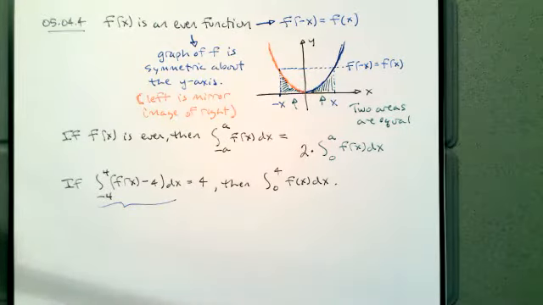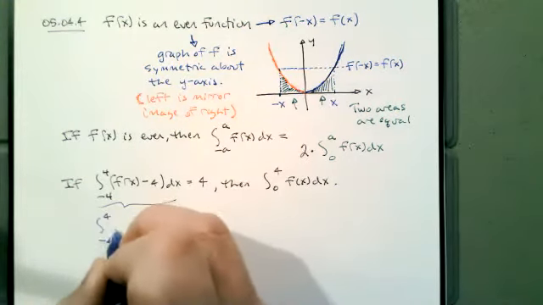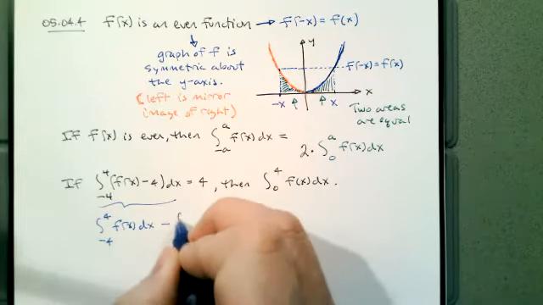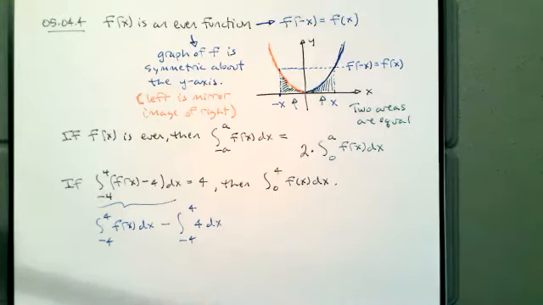I have a question. Why does it say minus 4 after f of x? That's just part of the problem. Oh, okay. So I can split this up into two integrals. So we can integrate from negative 4 to 4 of f of x dx minus the integral from negative 4 to 4 of 4 dx.